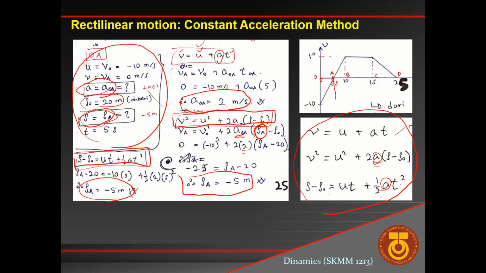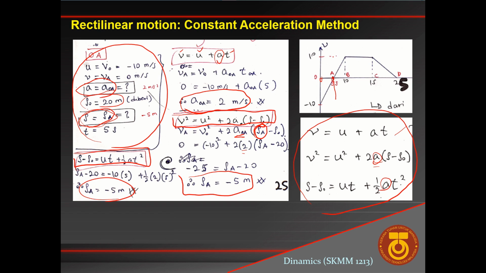So you have these three equations. You can use any of these three equations, depending on the components that you know or the unknown that you have, so that if you have one unknown, you can directly solve the problem. So you can choose. Okay, next we go to point B.